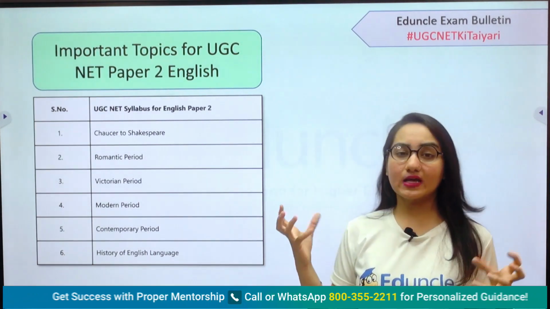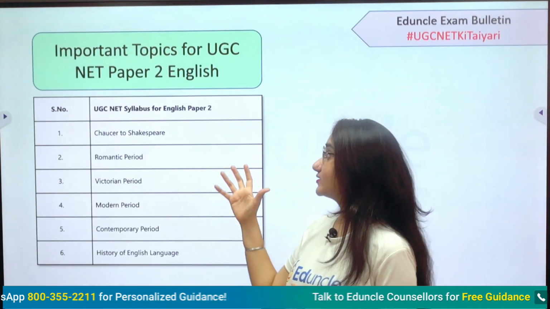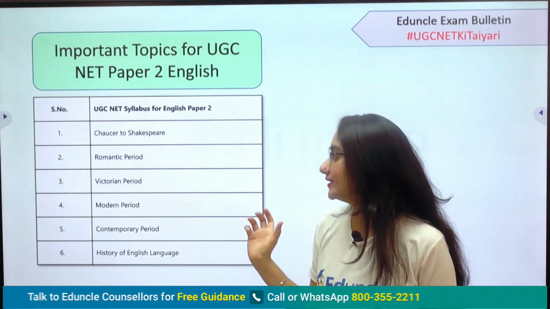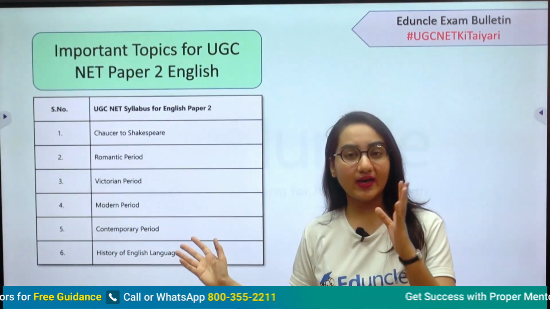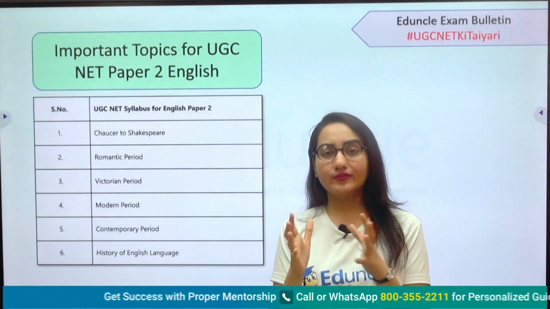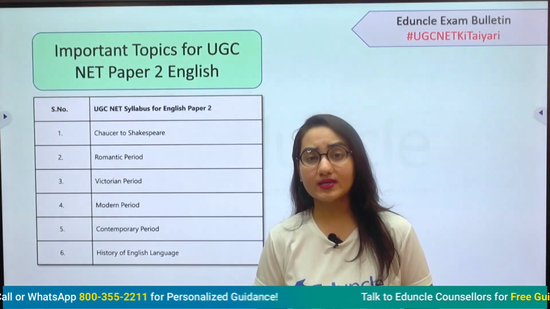So now let's come on to the topic English Literature. These are the important books and important topics we'll be talking about for paper 2 English. So this is the table which I have sorted for you just to save your time, so that you are not wasting your time in searching out which books I have to refer, which topics I have to refer.